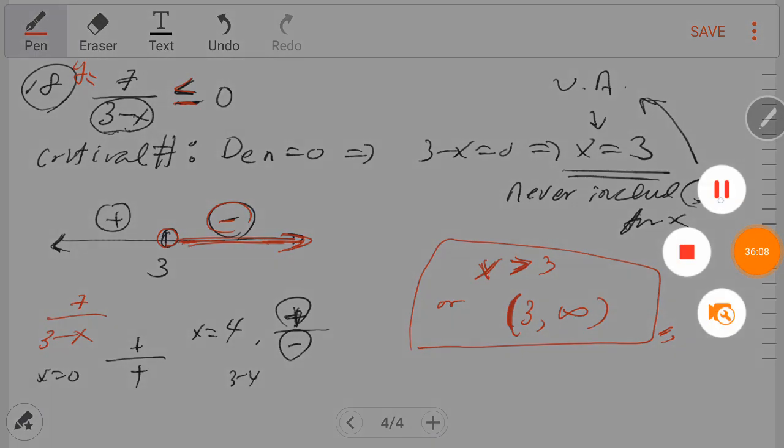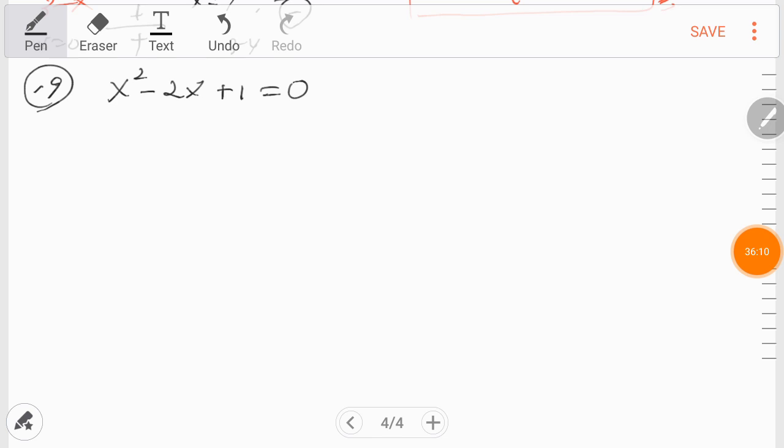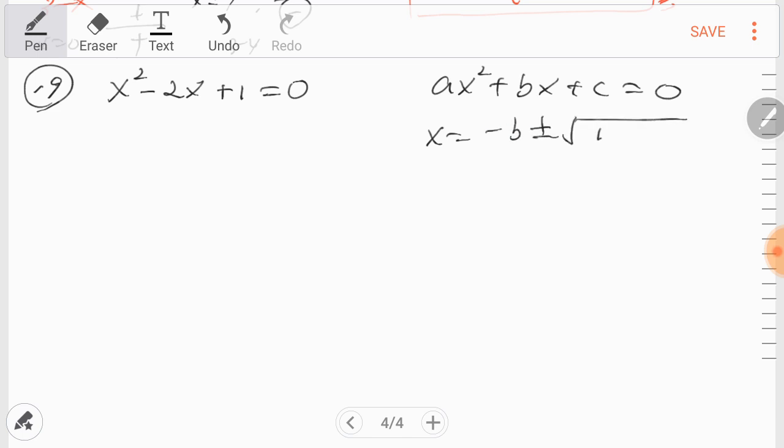Number 19. What is the type of the solution? The type of the solution is this. If this is a quadratic equation equal to 0, then using the quadratic formula, the solution is negative b plus or minus the square root of b squared minus 4ac, over 2a. The type of the solution depends on this expression, b squared minus 4ac. We call this the discriminant, right?